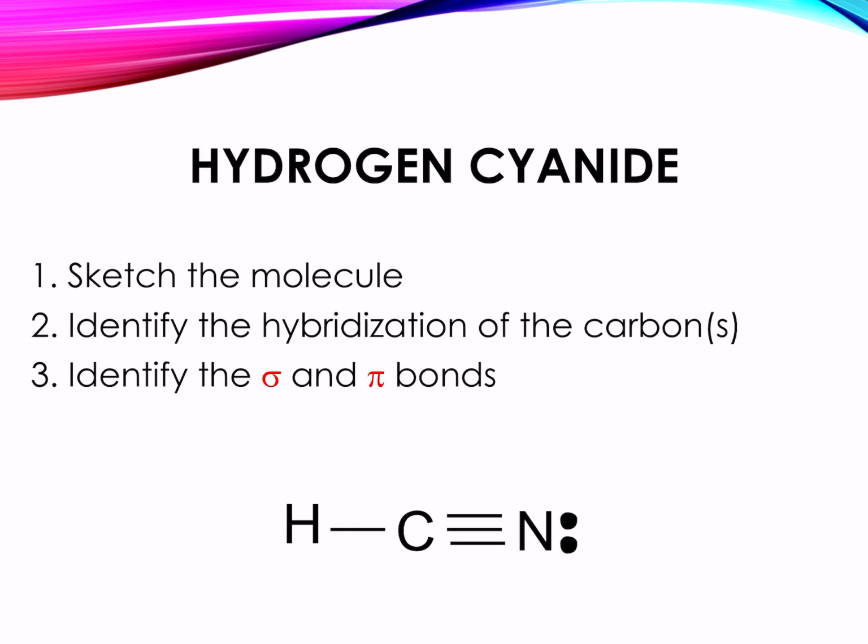Let's try another. Sketch the molecule, done. Identify the hybridization of the carbon. So we look at the carbon and we see there are 2 areas of electron density. There's a single bond and a triple bond, 2 areas. So that means that this is sp hybridized. And then going through and identifying the sigma and pi bonds, that single bond on the left is going to have a sigma bond. And then the triple bond, again, we always have a sigma bond. And then there are now 2 pi bonds, 1 sigma, 2 pi bonds in that triple bond.